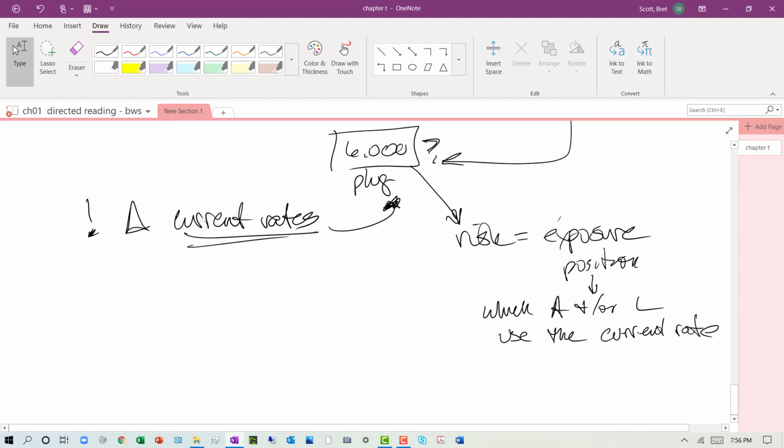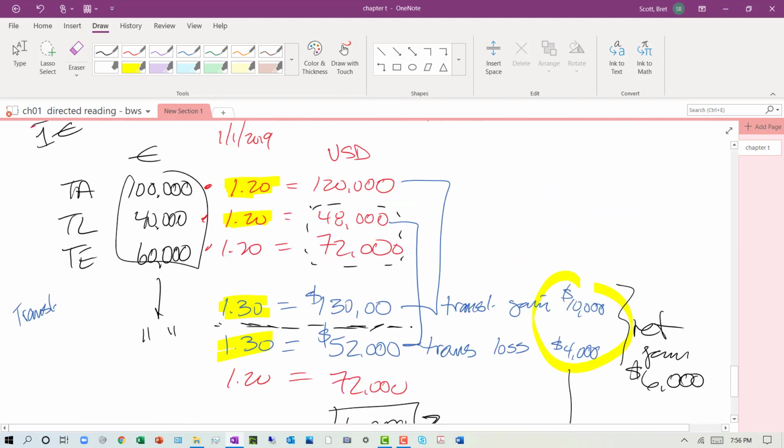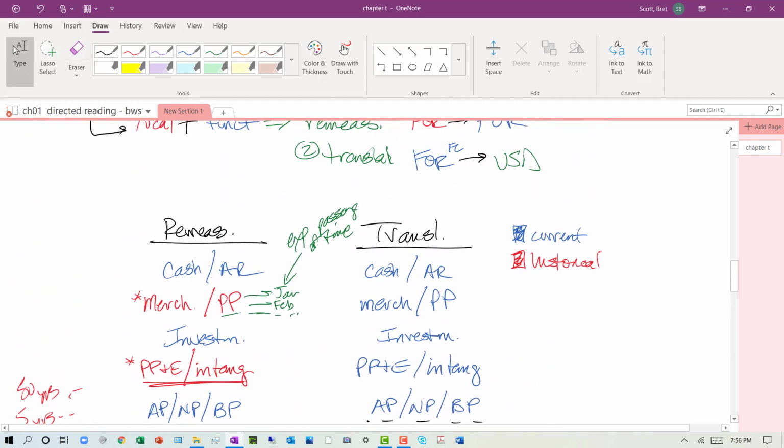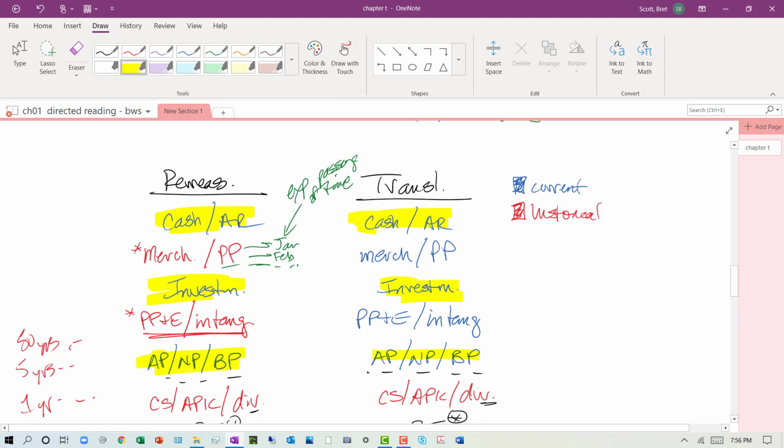If we have only one asset account that changes, and everything else is left alone, then the exposure is really limited to that one particular asset account. Generally speaking, if we scroll back up and look at some of these items, we know that cash, accounts receivable, investments, accounts payable, notes payable, and bonds payable are going to be using the current rates.